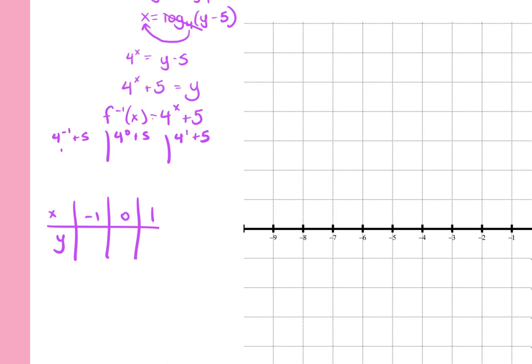So then I get 1/4 plus 5, or 5 1/4. I get 1 plus 5, which is 6. I get 4 plus 5, which is 9.